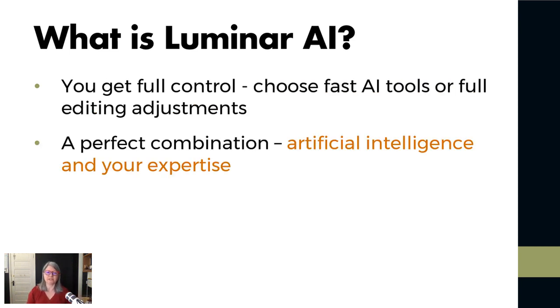So what it creates is a perfect combination between the artificial intelligence analyzing your images and doing things automatically for you, which makes it much faster, and your expertise. And you get to decide which side of that scale you want to fall on, and you may vary based on the images. Sometimes you may want to just do a quick and easy edit and get it out the door in 2 minutes. Use the AI, right?